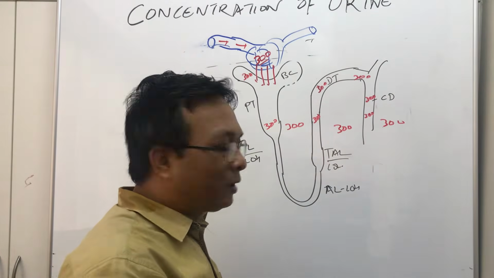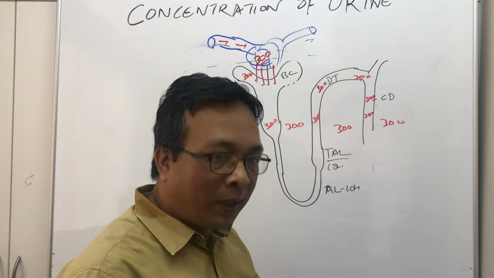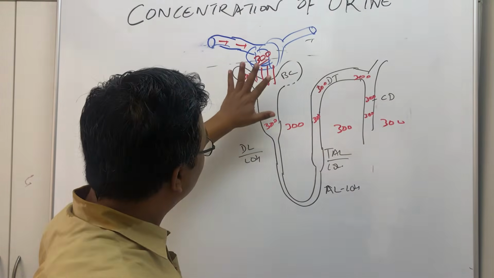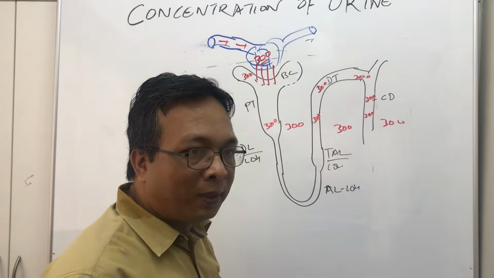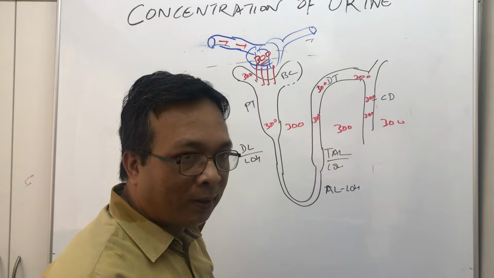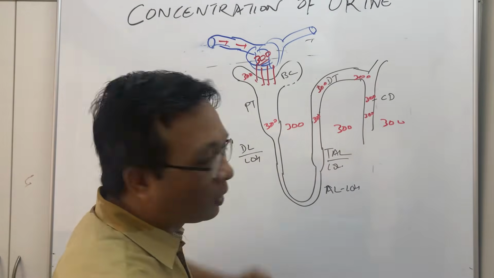Okay. Now let's try to understand. This is a normal situation. Try to understand the situation of dehydration. What happens in dehydration? So the moment the body enters the state of dehydration, our body will try to conserve water. Number one is by ADH function. Number two is the countercurrent mechanism.